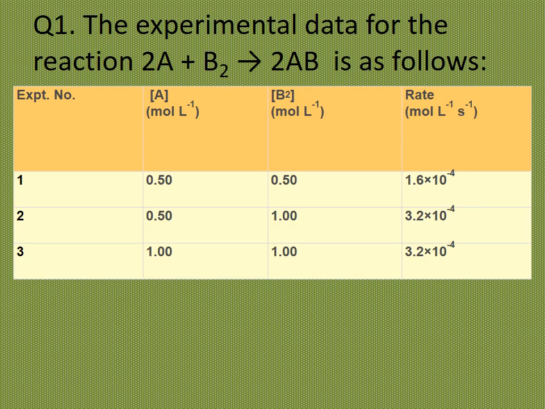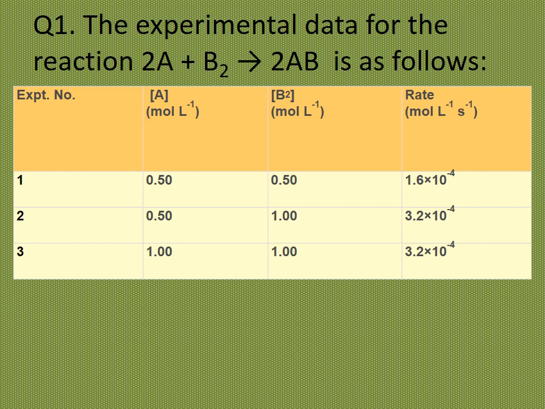Now see here question number 1. The experimental data for the reaction 2A plus B2 gives 2AB is as follows. This table shows the values for experiments number 1, 2 and 3. In experiment number 1, the value of A is 0.50 mole per liter and the value of B2 is 0.50 mole per liter, and we obtain the value of rate as 1.6 into 10 to the power minus 4 mole per liter per second.